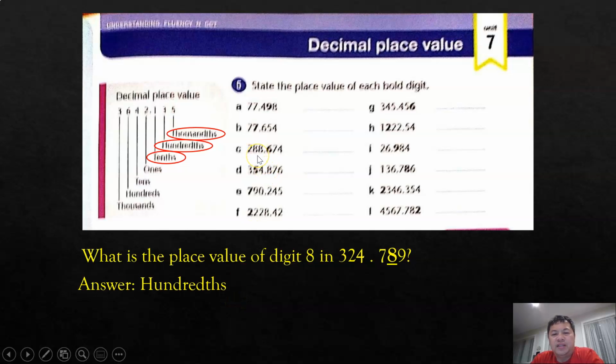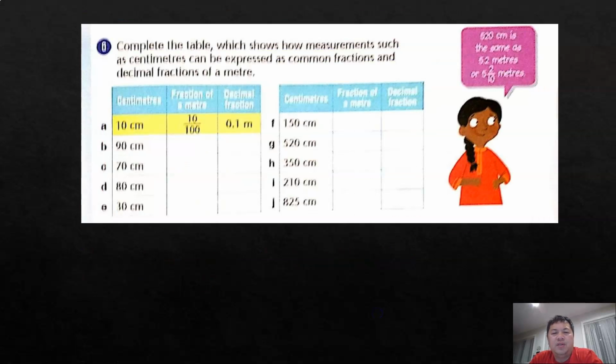So looking at example C here, or should I say, I think it's B. This is in the ones place, the digit 7, and looking at G, 6 is in the place value of the thousandth. That's right. Okay, I'm sure most of you won't have much issue with this part. Let's move on to the next part here.